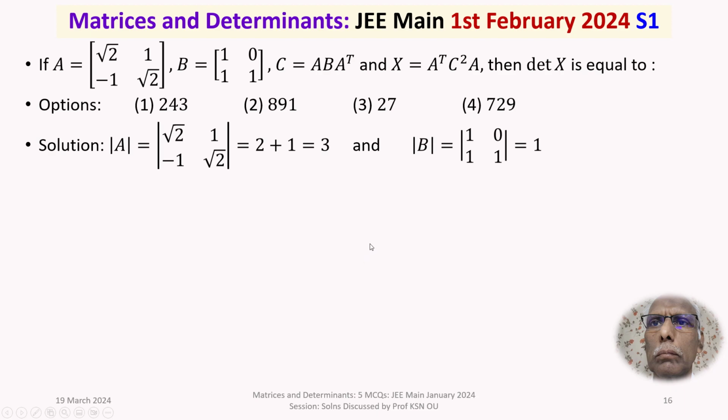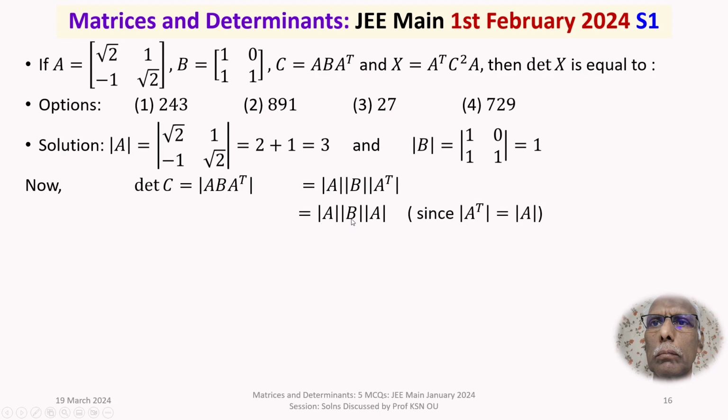Agreed. Now determinant of C. Why do you need determinant of C? When you want determinant of X, you want determinant of C also here. So for that you compute determinant of C is equal to determinant of A B A transpose. Determinant of the product of the matrices is equal to product of their determinants. So determinant of A into determinant of B into determinant of A transpose. Recall the properties of determinant. Determinant of A transpose is same as determinant of A, so determinant of A into determinant of B into determinant of A. And now these determinants are numbers, therefore associativity is there. This is determinant of A square into determinant of B.